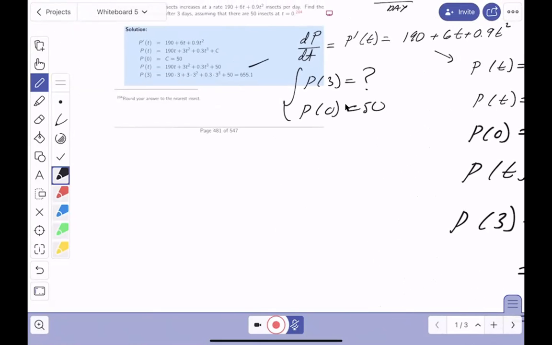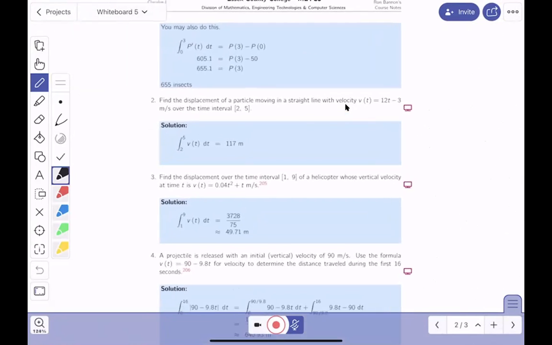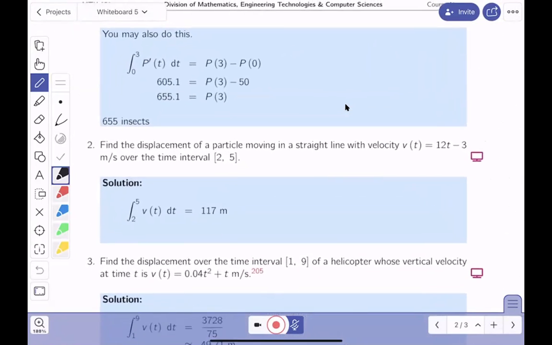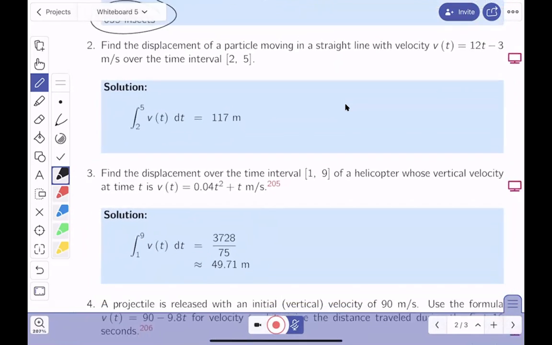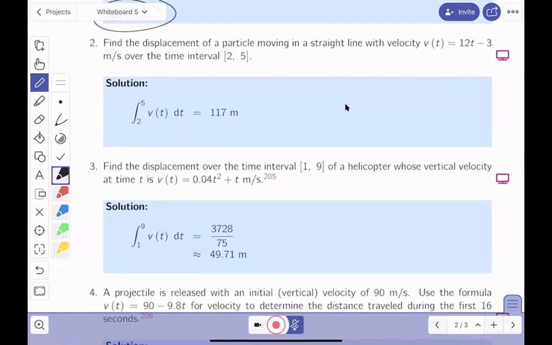Let's go to the next page. I want to claim they also do it a different way, and they do it with this integration symbol. Again, if you do this over here, it's really the same exact thing we just did. You may want to do that. Again, the final answer is 655. All right. Let's look at number 2. Number 2 is, find the displacement of the particle moving in a straight line, V of T. I want to point out what V of T is.